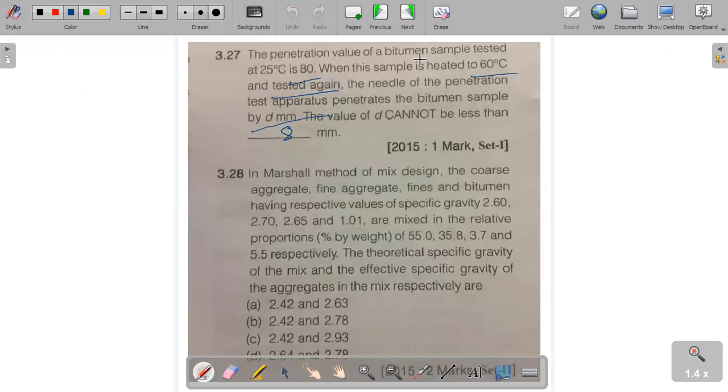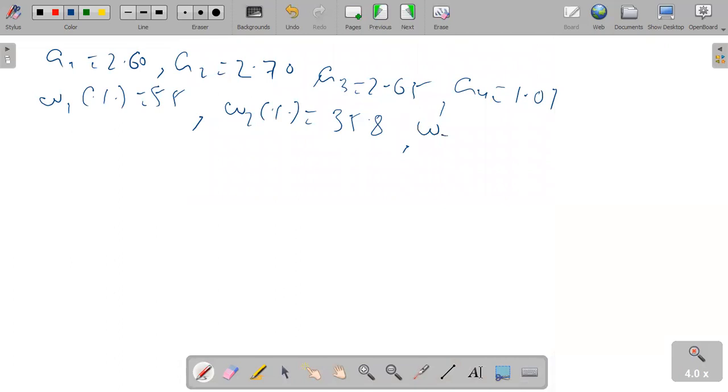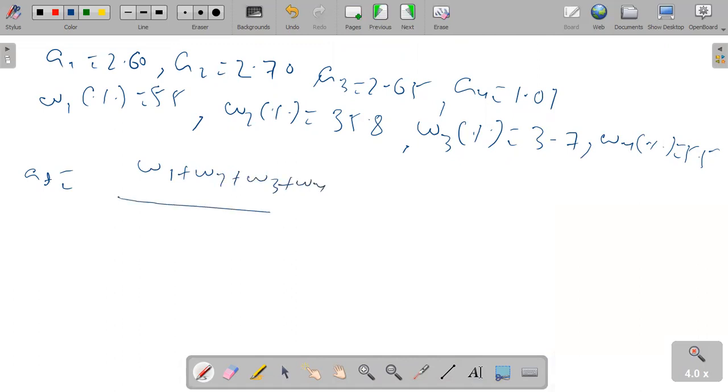W3 is equal to 3.7, and W4 is equal to 5.5%. As we already discussed that formula, GT is equal to W1 plus W2 plus W3 plus W4 upon W1 by G1 plus W2 by G2 plus W3 by G3 plus W4 by G4.